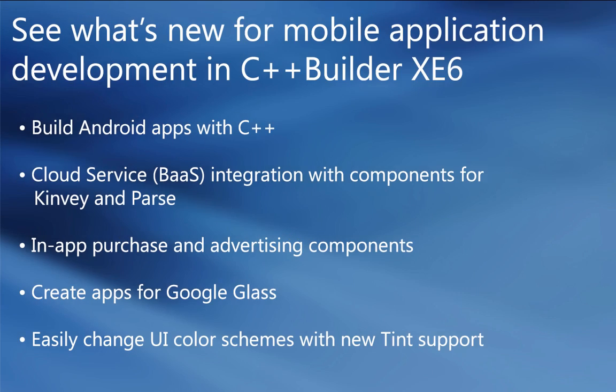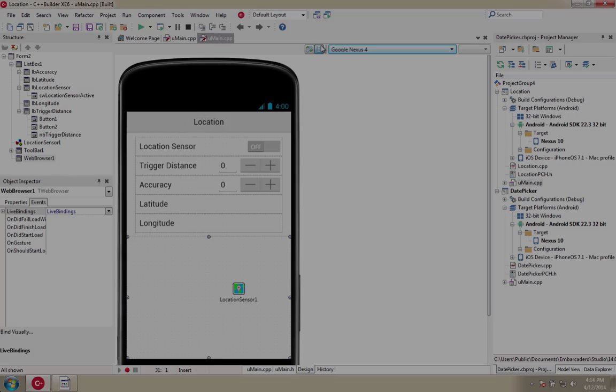See what's new for mobile application development in C++ Builder XE6. In C++ Builder XE6, you can now develop apps for Android, in addition to iOS, Windows, and Mac. New in XE6 is also our cloud service BaaS integration with components for popular vendors such as Kinvey and Parse. Enable in-app purchase and advertising via the built-in components and create apps for Google Glass. Also new in C++ Builder XE6 is our tint support for easily changing the UI color schemes of your mobile application.